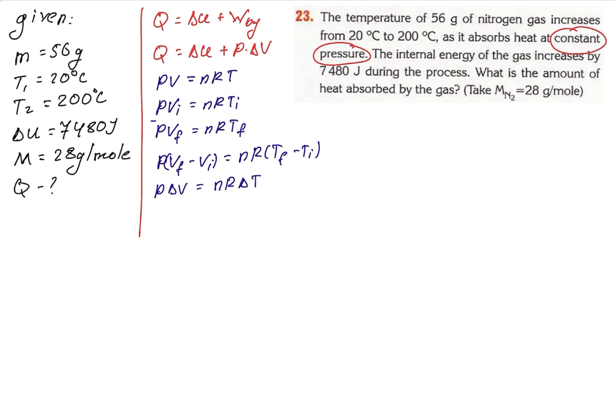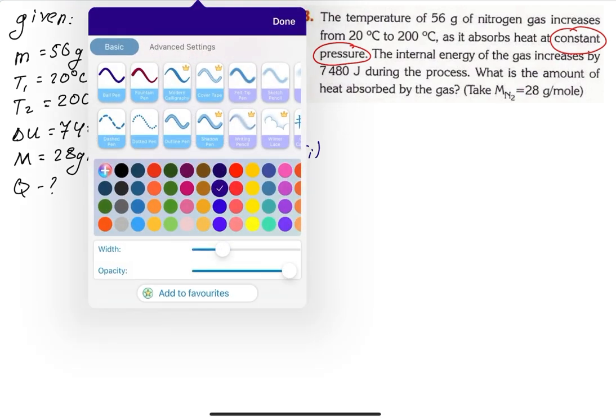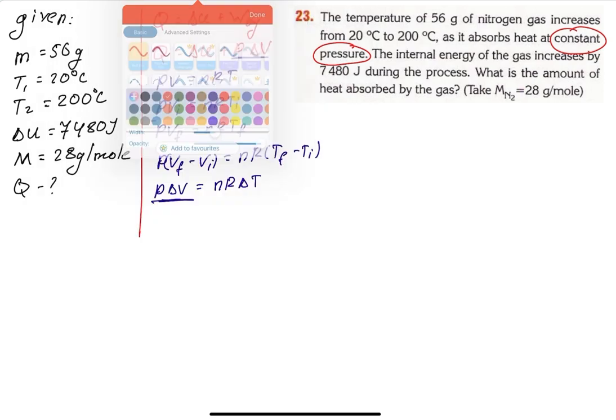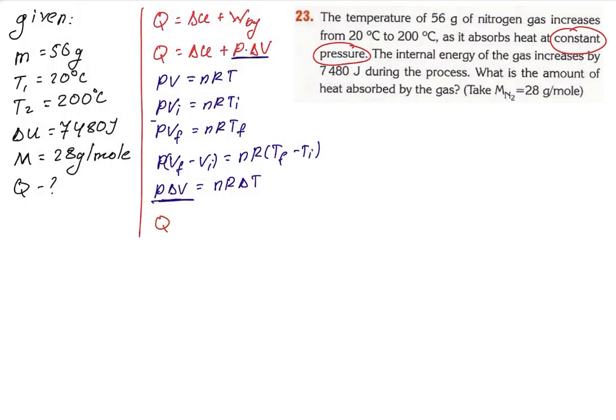So now, instead of P delta V here, I can put nR delta T. Our equation will be changed to this one: Q is equal to delta U plus nR delta T. And now let's just solve it here.